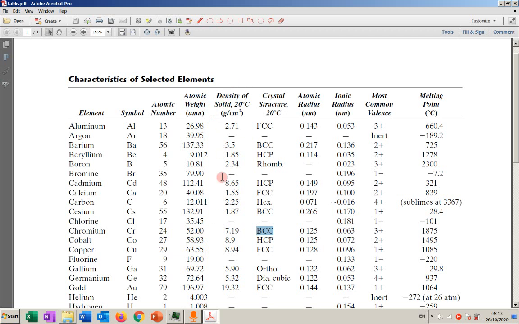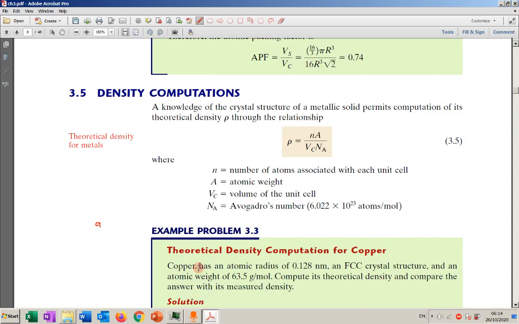for example, if I don't have the density, I can theoretically calculate the density. Why? Because I just need the crystal structure and atomic weight, I know the rest of the things, so I can calculate this density. Now this is one way to use this equation to calculate theoretical density. I shall show it to you in some examples we have.